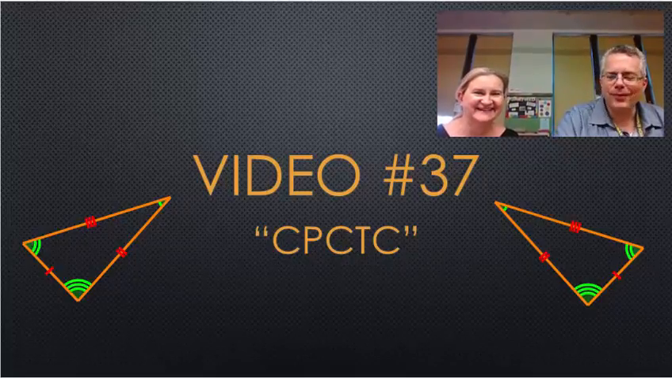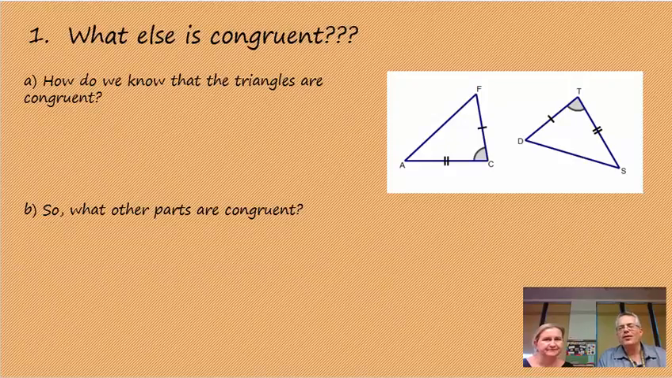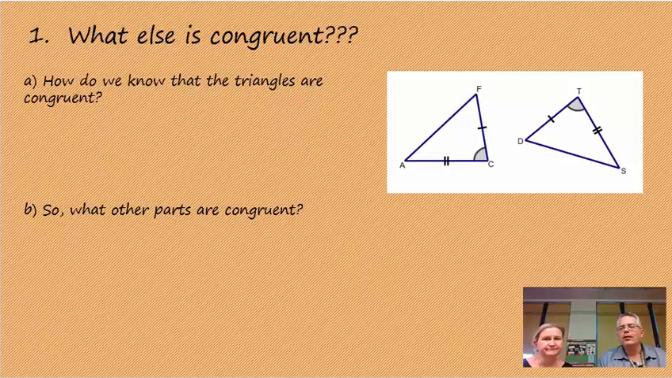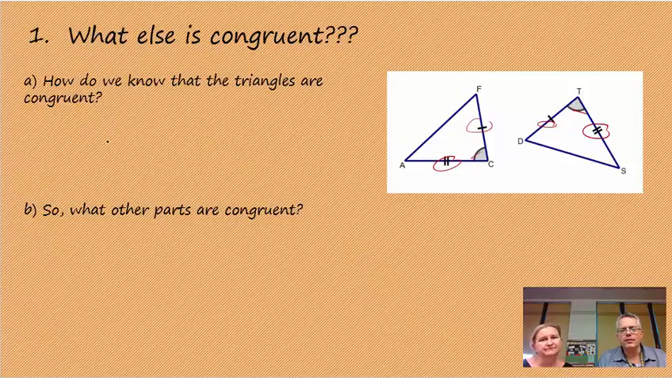All right, so here we go with our first slide. What else is congruent? Okay, well, our first step is we're going to show that using a shortcut these two triangles are congruent, and then we're going to find out what else is congruent about them. These two triangles are congruent because of side angle side. They have matching sides here, a matching set of angles here, and they also have these sides which are congruent. So we know they have to be congruent because of side angle side.